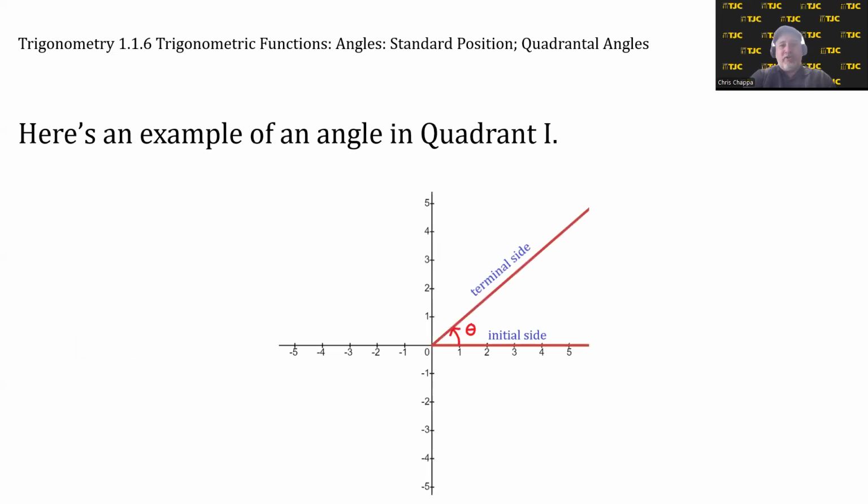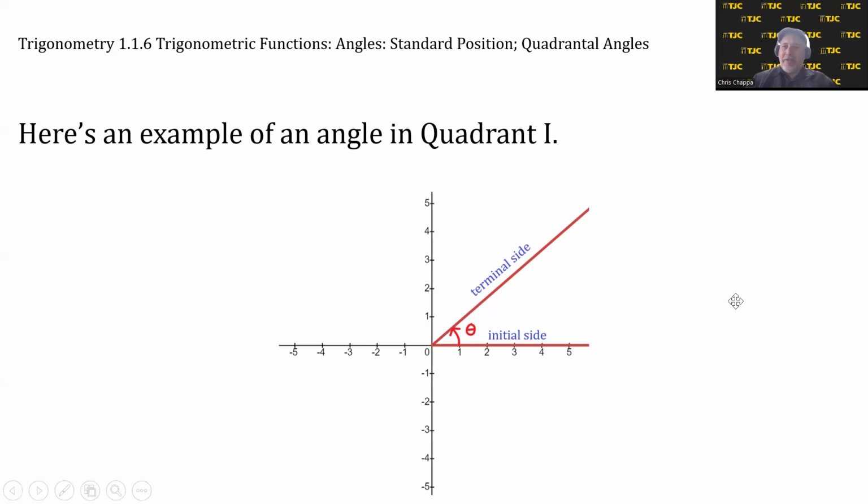So for example, here's a picture of an angle in quadrant 1. Notice the vertex is at the origin, and the initial side is sitting on the positive x-axis. And if we rotate it in a positive direction and stop with the terminal side in quadrant 1, that's an angle in standard position whose terminal side is in quadrant 1, theta denoting the angle's measure.